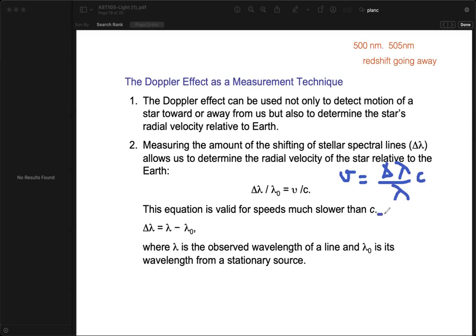And now we plug in the numbers. Delta lambda is the amount of shift. So how much is the amount of shift? We are going from 500 to 505, so the shift is 5 nanometers.